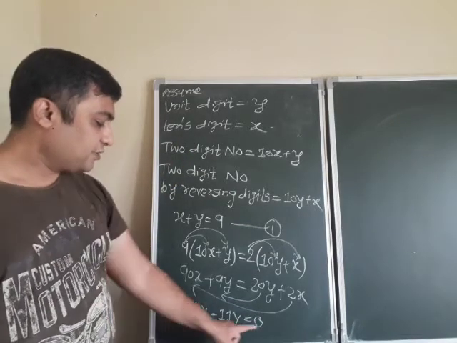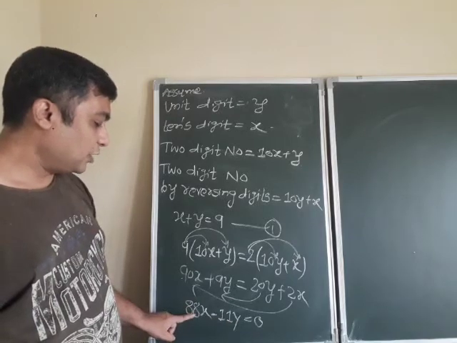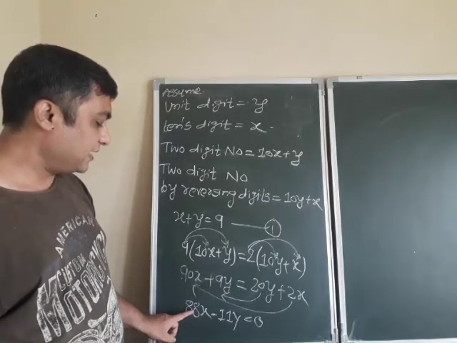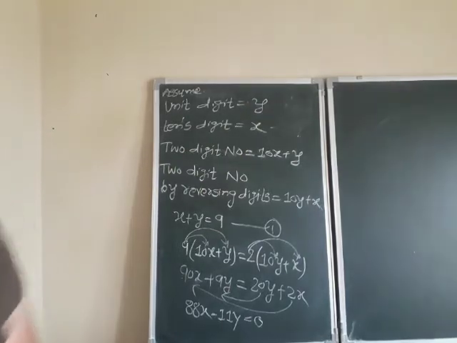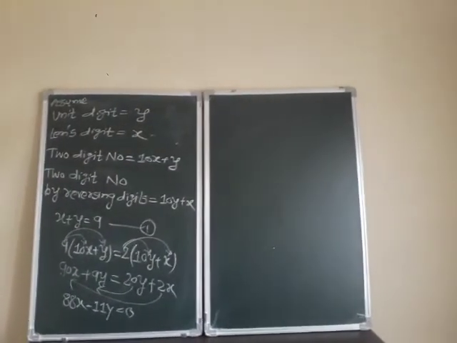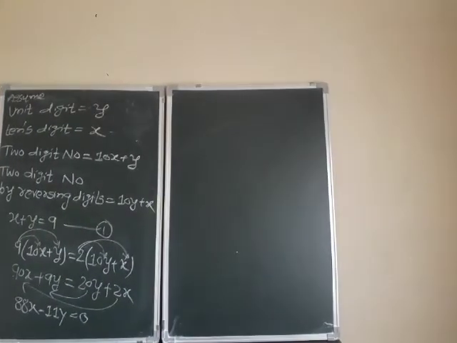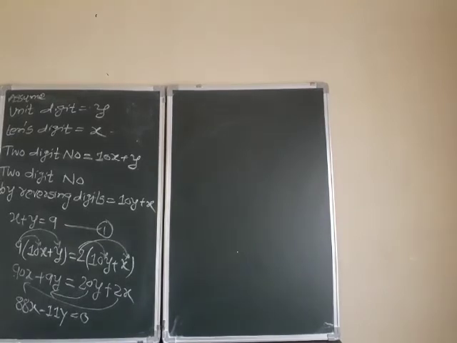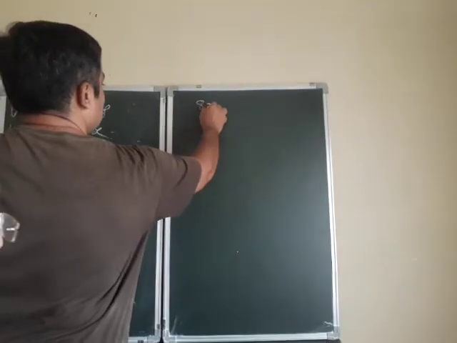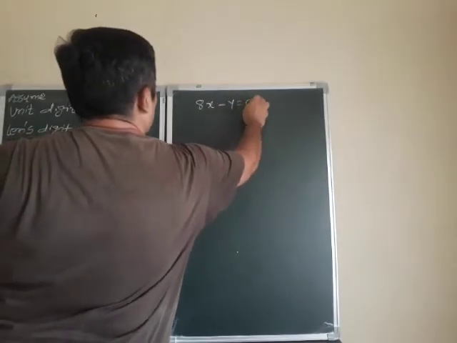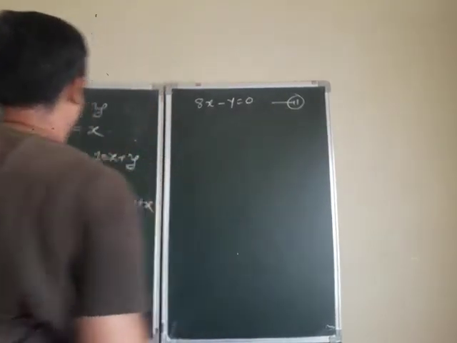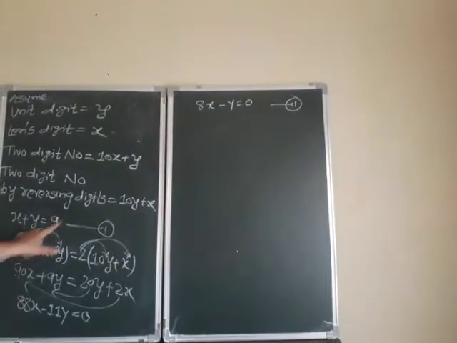Now divide these equations by 11. 88 is a multiple of 11. So if you divide these equations by 11, see on that board. Are you ready? So if you divide these equations by 11, 11 8s are 88. So this comes 8x minus 11y by 11, that is y, equal to 0. Equation number 2. So first equation is this, second equation is this.